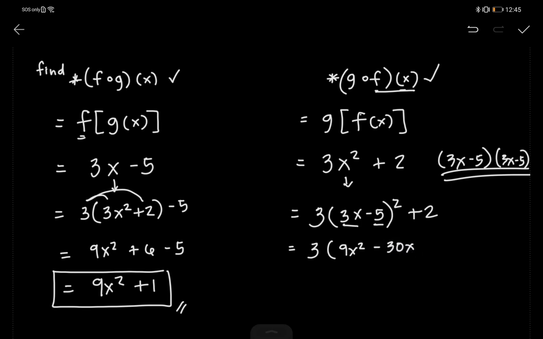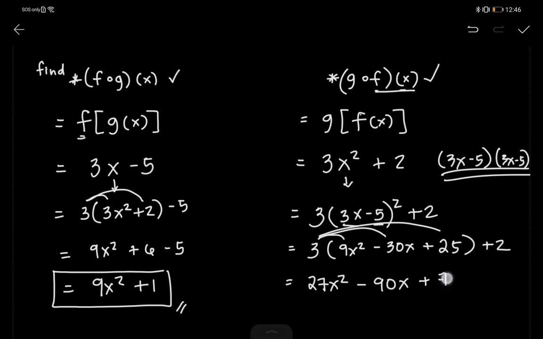Then after that, we have to get the square of the last term. What is the square of negative 5? We know this is equal to positive 25. Then plus 2. Then distribute 3 times 9x squared, so this is 27x squared. 3 times negative 30, so this is negative 90x. Then 3 times 25, this is 75 plus 2.